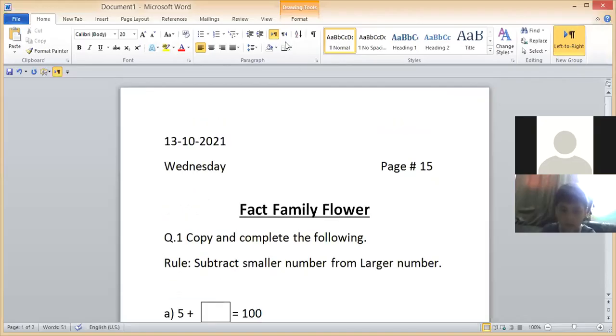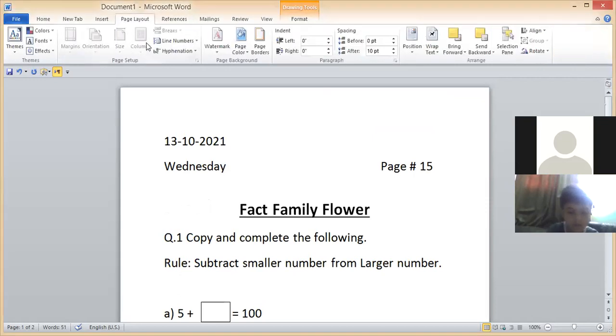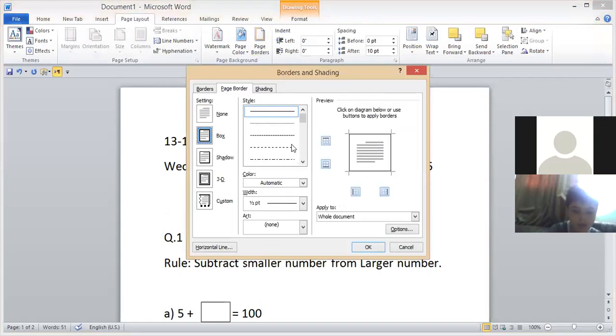Guys, can you see the new screen? Yes. That's very good. Start writing in your notebook, guys.